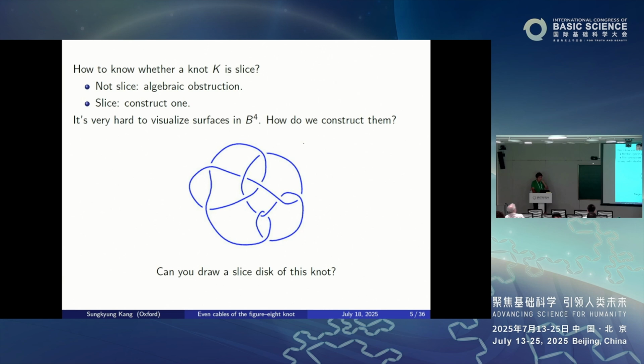Yeah. And this is even harder because in order to prove that your knot is slice, as I said, you have to construct a disk, and the disk is embedded in the four-ball. So you have to somehow visualize embedded surfaces in the four-ball and prove that your surface bounds. And it is not immediately clear how to construct them. So for example, this knot is slice. It is very non-trivial. It bounds a slice disk. And if you ask, can you draw a slice disk for this knot embedded in the four-ball? It is not immediately clear.